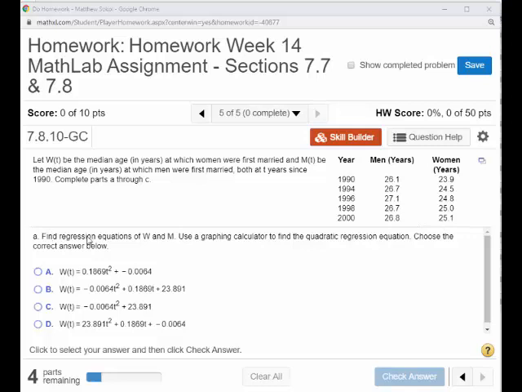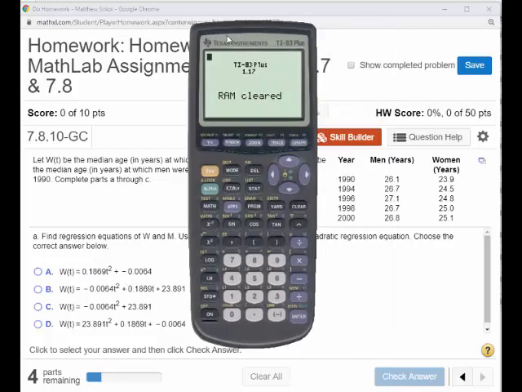The first part says, let's find regression equations of W and M, and let's use a graphing calculator to do this. So I want to find an equation that models the median age at which women first marry. The first thing I'm going to do is hit the stat button, and under number 1, plug in some data. L1 gets the independent variable, which is the year here. You have to be careful: it's years since 1990. So 1990 is 0 years, 1994 is 4 years, 1996 is 6 years, 1998 is 8 years, 2000 is 10 years since 1990.